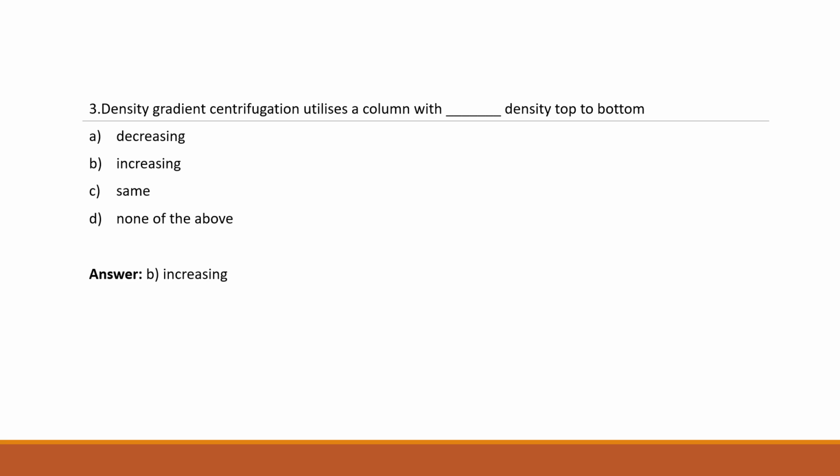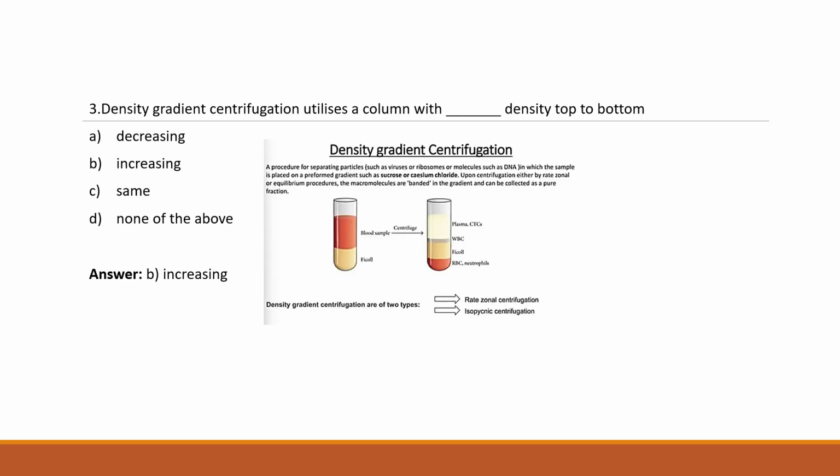So your highest density will come and settle at the bottom, right? Because there is more mass relative to the volume in that. So your density will be increasing from top to bottom. Your lowest density will be at the top and your highest density will be at the bottom.